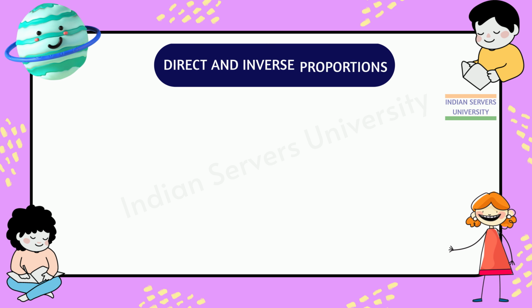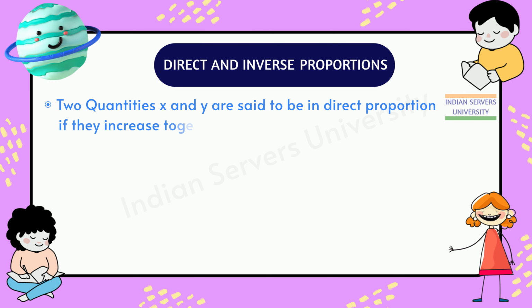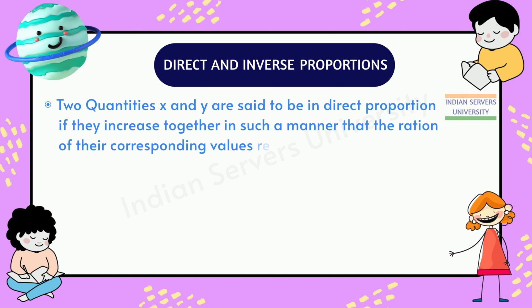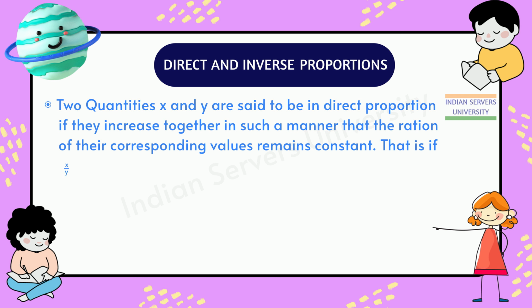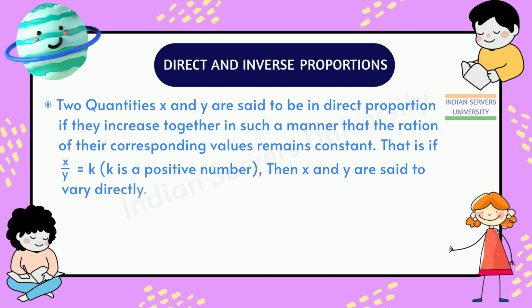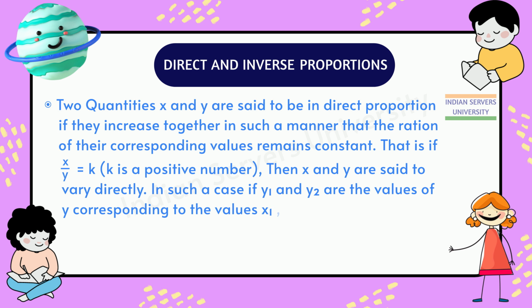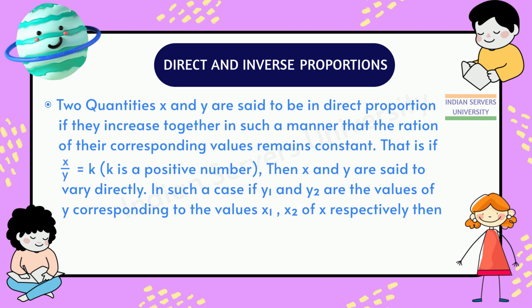Direct and inverse proportions. Two quantities x and y are said to be in direct proportion if they increase together in such a manner that the ratio of the corresponding values remains constant. That is, if x by y equals k, where k is a positive number, then x and y are said to vary directly. In such a case, if y1 and y2 are the values of y corresponding to the values x1, x2 of x respectively, then x1 by y1 equals x2 by y2.